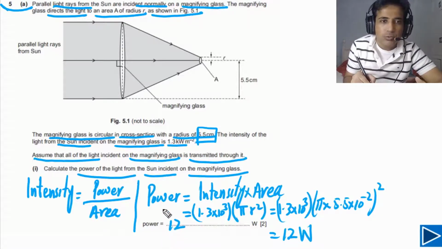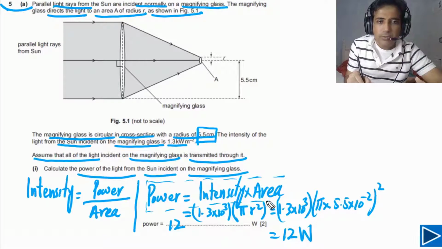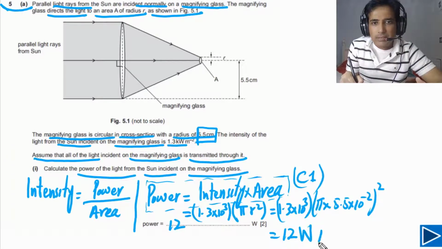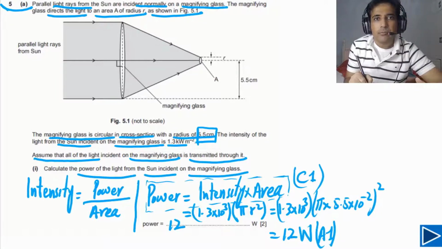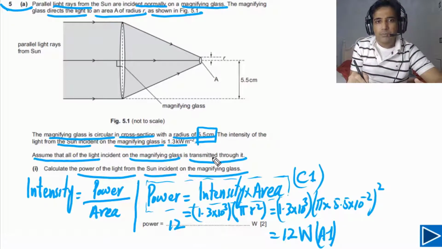This question has 2 marks. The first mark you will get if you have written this formula. If you have written this formula, you will get 1 mark, and that is C mark. And the second mark is answer mark. If you have got the right answer, you will get second mark. This is how marks will be awarded for this question.